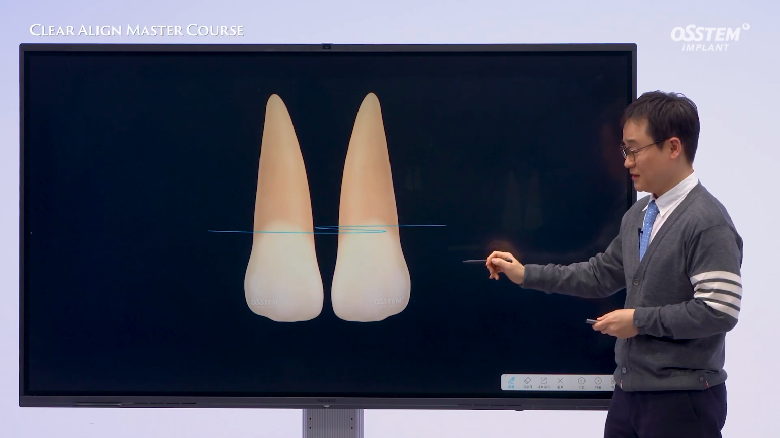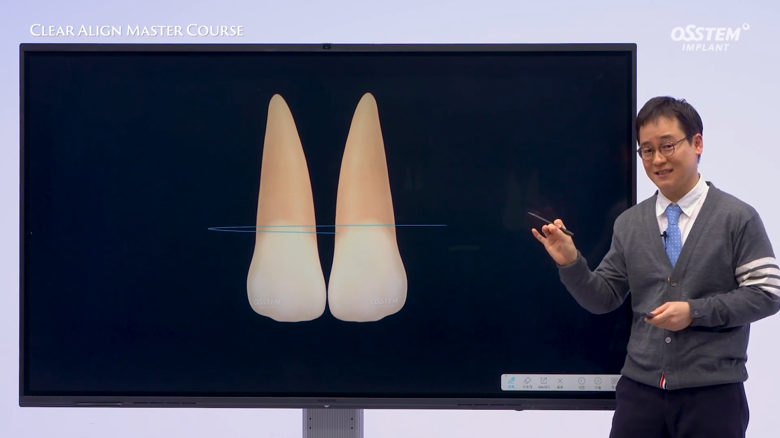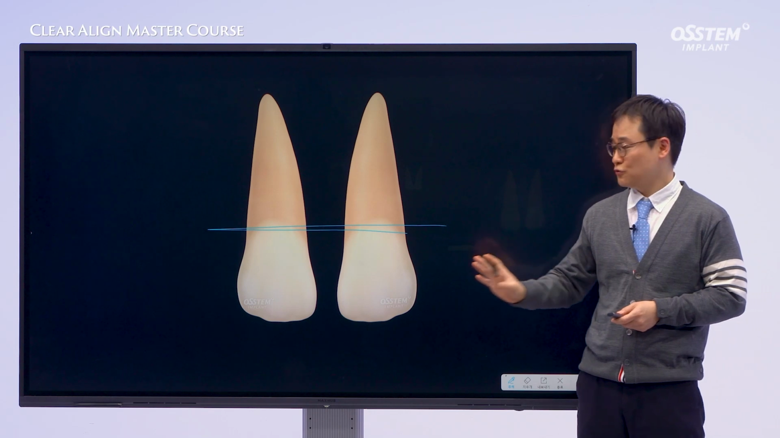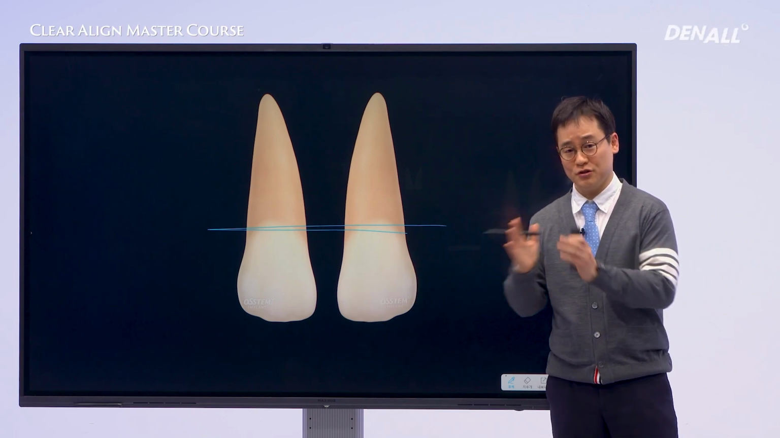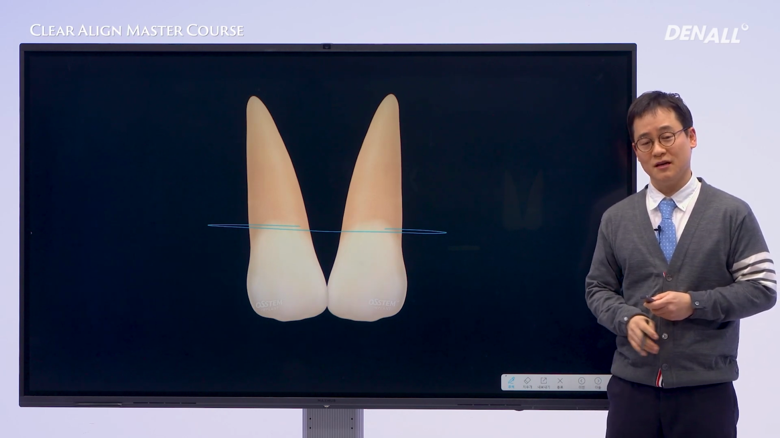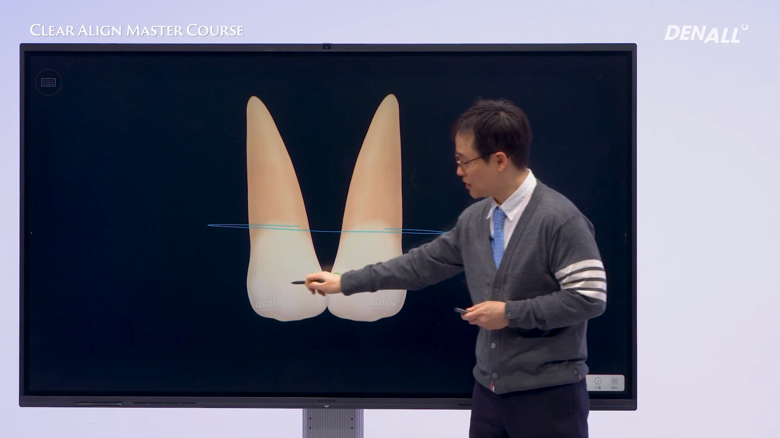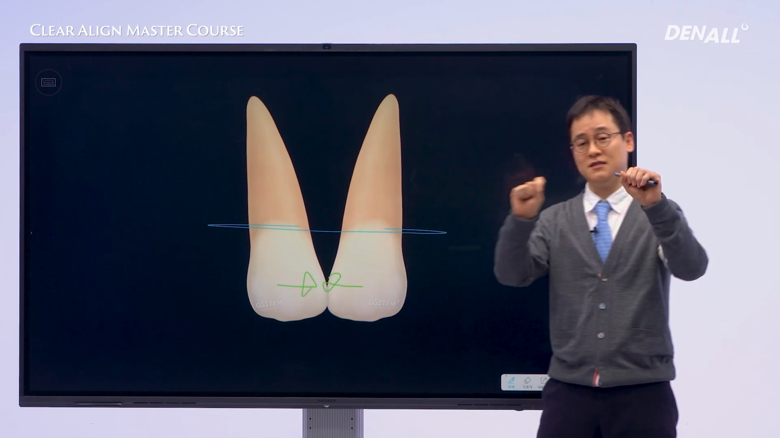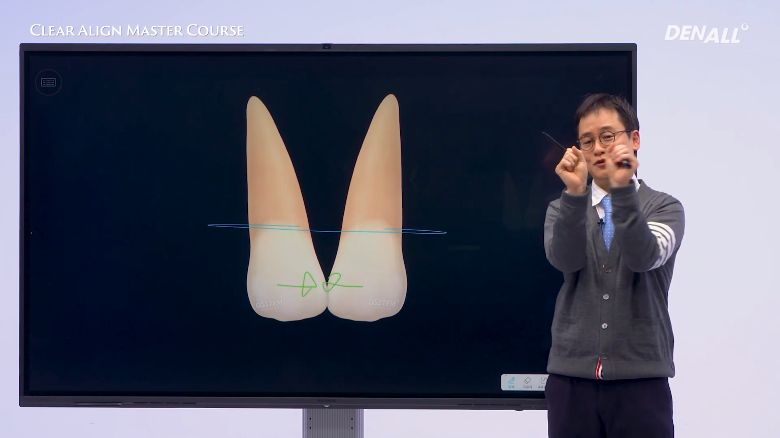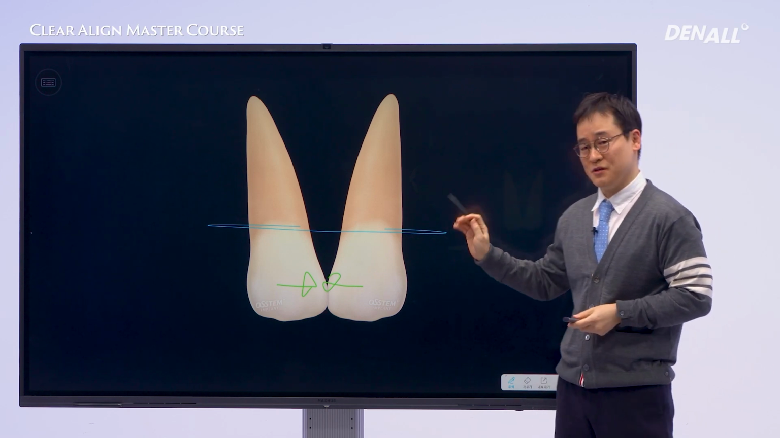When there's spacing between the anterior teeth, this is how they come together. In cases where the gap is relatively wide, we often see this type of movement. This phenomenon is quite common. We often refer to this as mesial tipping, and it tends to easily occur. If the space is narrow, it may close before any tipping occurs. So, it's important to be cautious of mesial tipping.